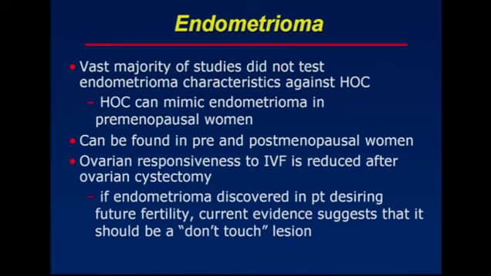And the other key concept here in endometriosis and endometriomas is that it's been clearly shown now that patients who desire fertility, who want to undergo IVF, have reduced ovarian responsiveness if you have a surgical intervention for their endometrioma. So nowadays, if an infertility patient has an asymptomatic or relatively asymptomatic endometrioma, it's best thought to leave it alone, not to take that out. It's a don't touch lesion because the patient will have better ovarian responsiveness to IVF if you don't do the cystectomy.